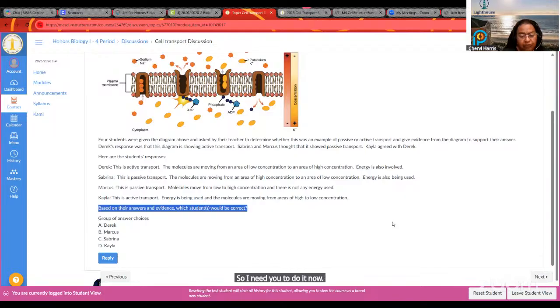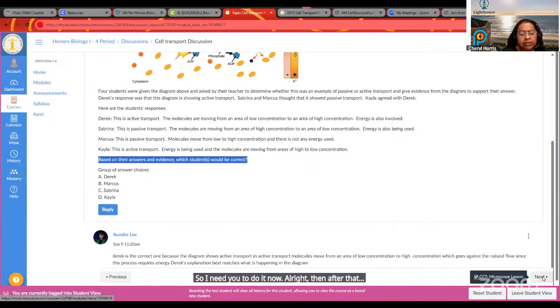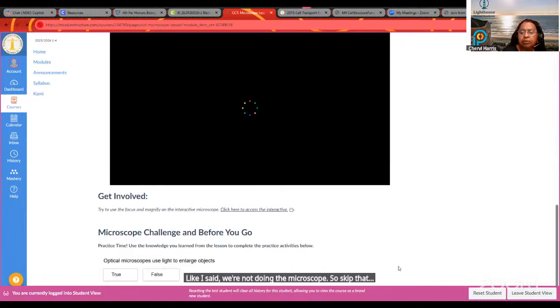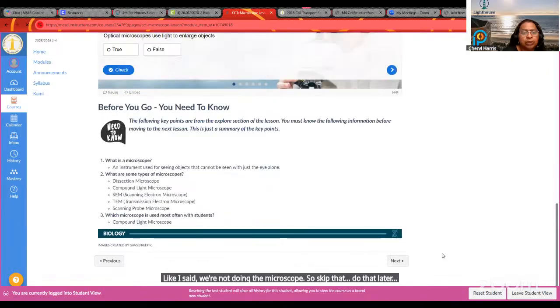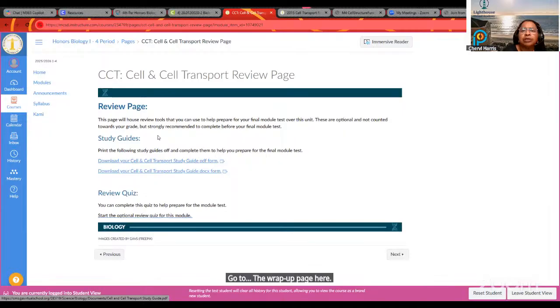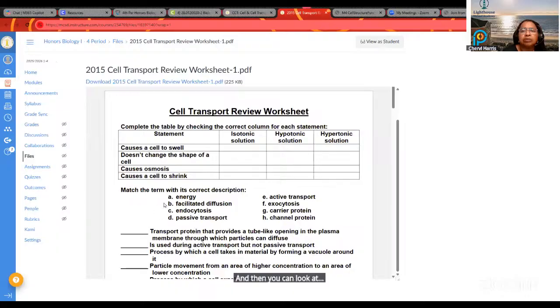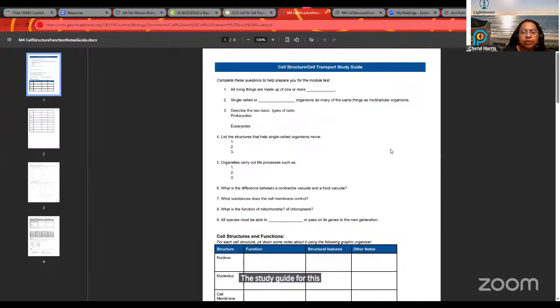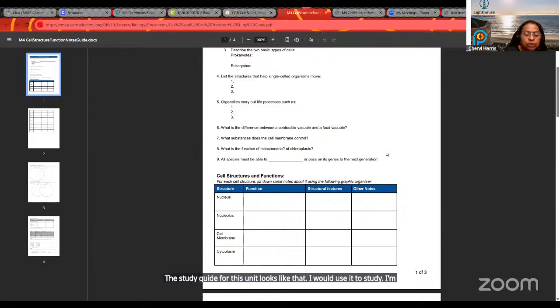All right. Then after that, there is a worksheet. Like I said, we're not doing the microscope. So skip that. We'll do that later. But go to the wrap up page here, and then you can look at, no, that's the wrong one. The study guide for this unit looks like that. I would use it to study. I'm not asking you to turn this in.